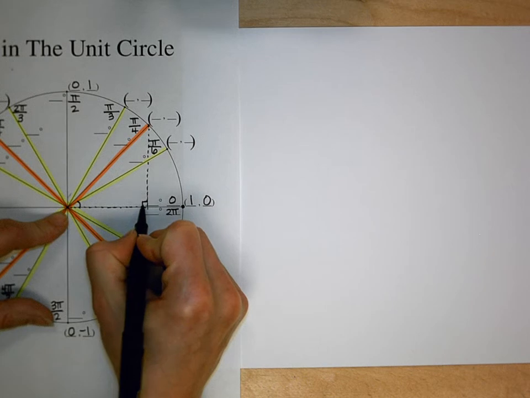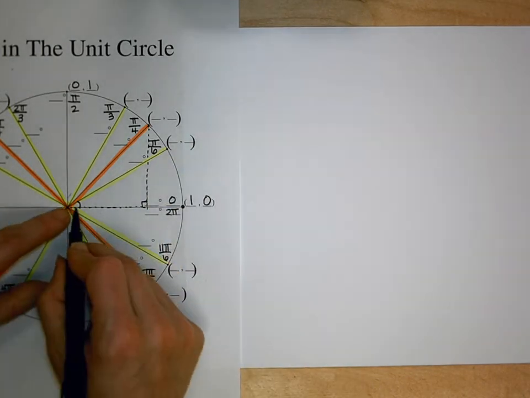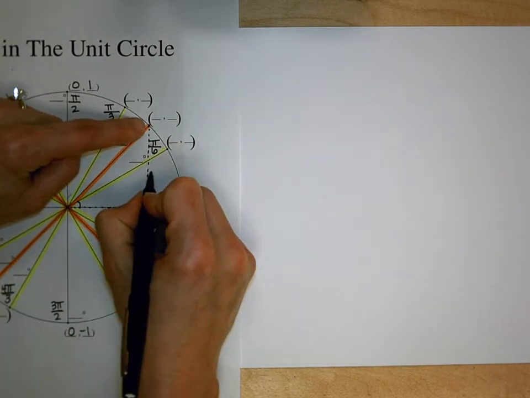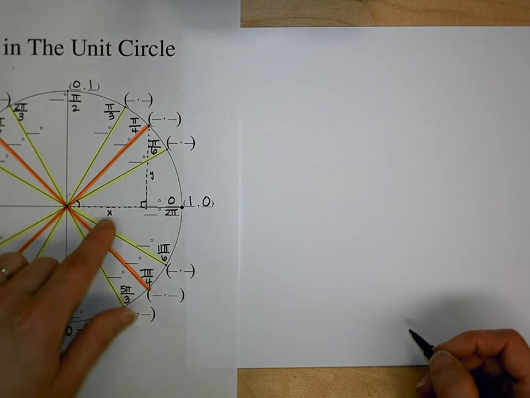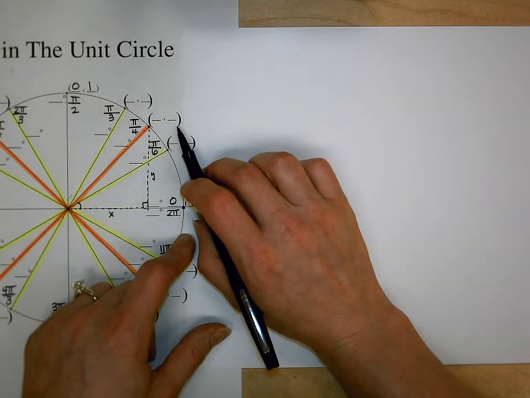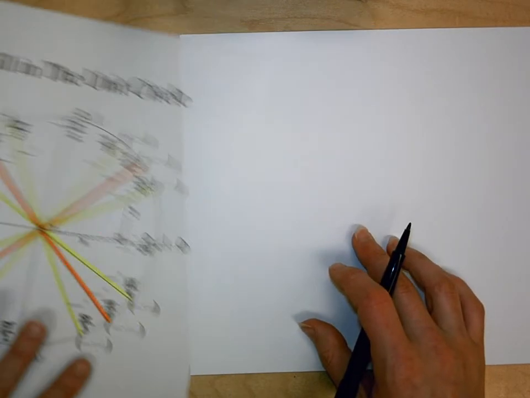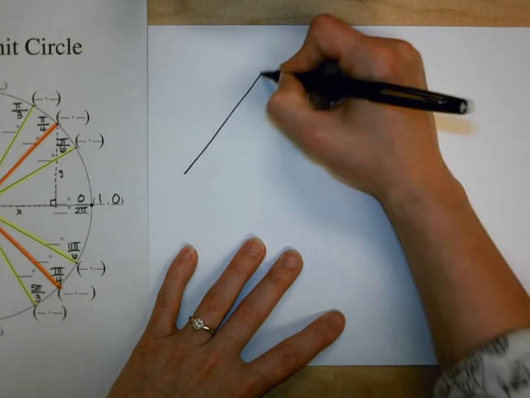And this is going to be a right triangle. And the reason I want to do that is because I see that this length is the x coordinate, and this length is the y coordinate. So if I can just figure out the lengths of those sides of the triangle, then I will be able to figure out what the x coordinate is here and what the y coordinate is here. Okay, so I'm going to jump over here, and let's draw that triangle.